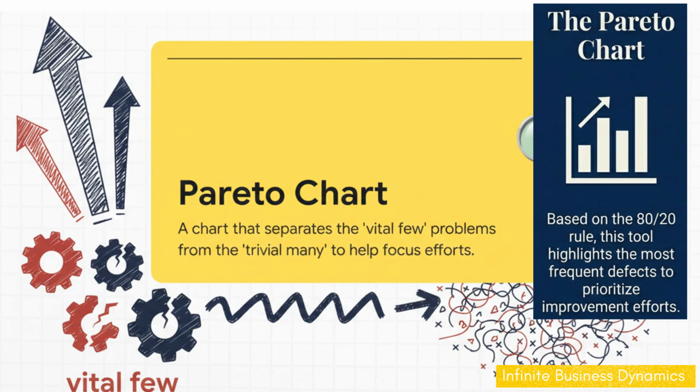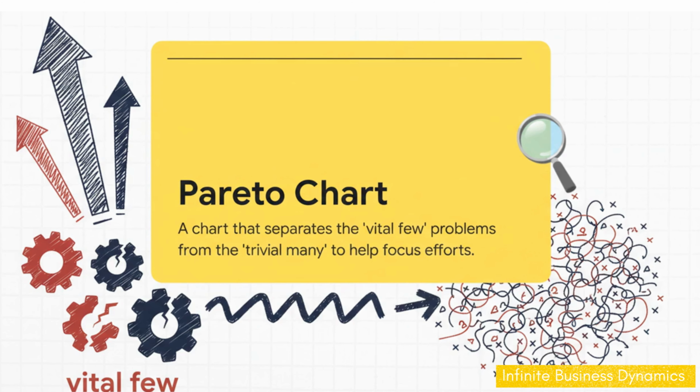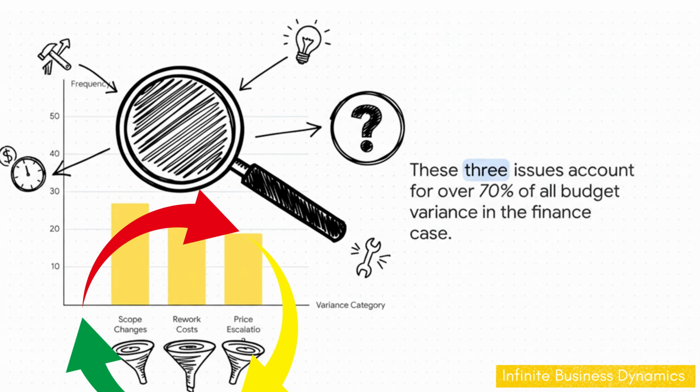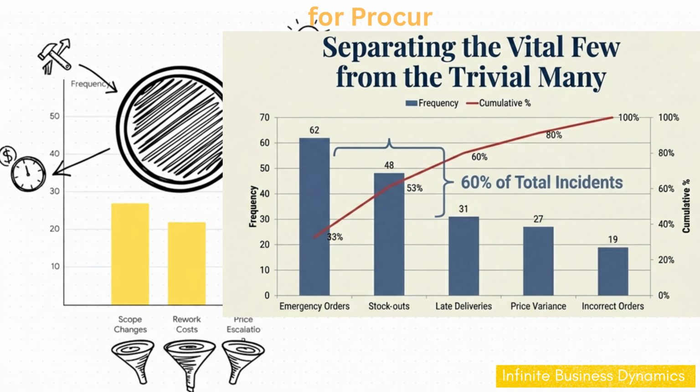And that's where the Pareto chart comes in. You might have heard of it as the 80-20 rule. It helps us separate the vital few, the small number of problems causing most of the pain, from the trivial many. It tells us exactly where to focus our energy to get the biggest bang for our buck. And look at this thing in action. In our finance case, just 3 issues, scope changes, rework, and price escalation, were responsible for over 70% of the entire budget problem. Think about that. We just narrowed down a huge, complicated mess to 3 prime suspects.